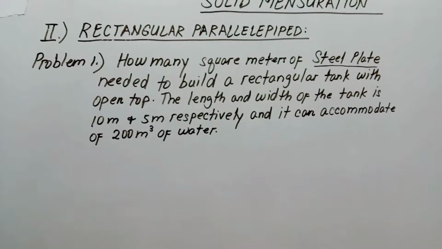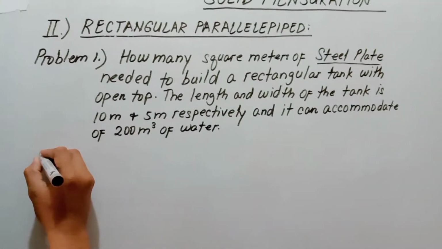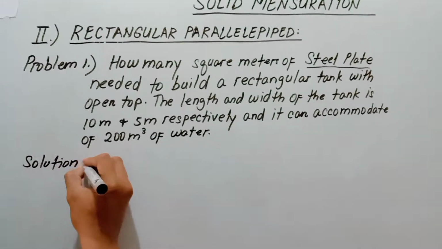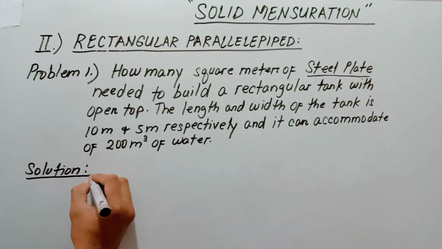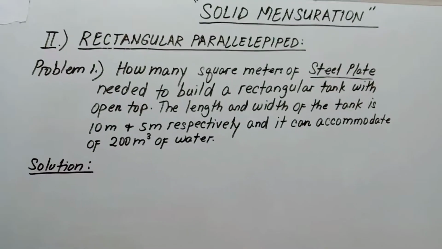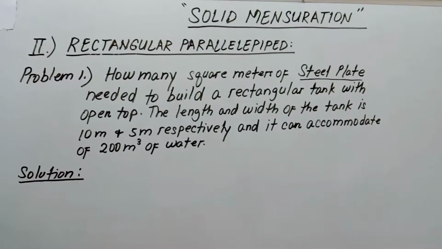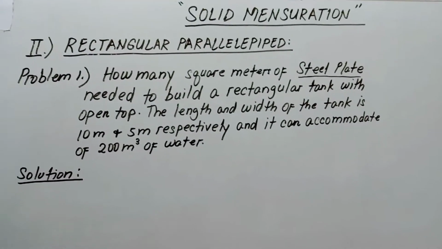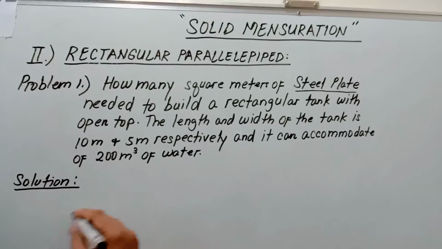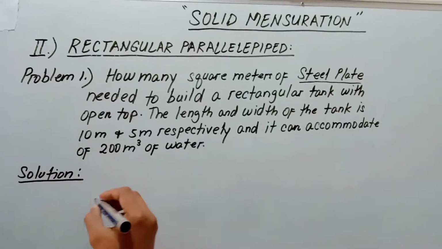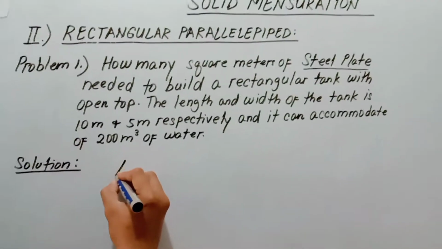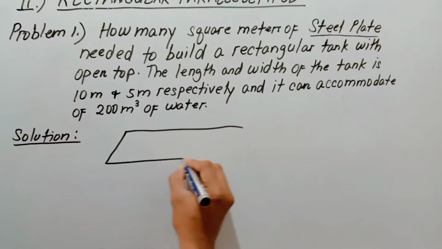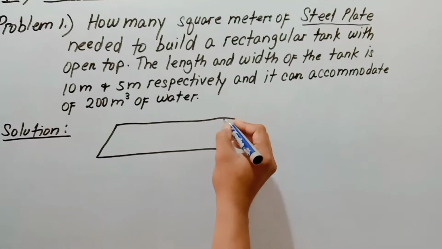Okay, so the solution, guys. The tank is a rectangular parallelepiped type with an open top. Okay, it's a water tank, a steel water tank. So let me draw the geometry, the rectangular tank.